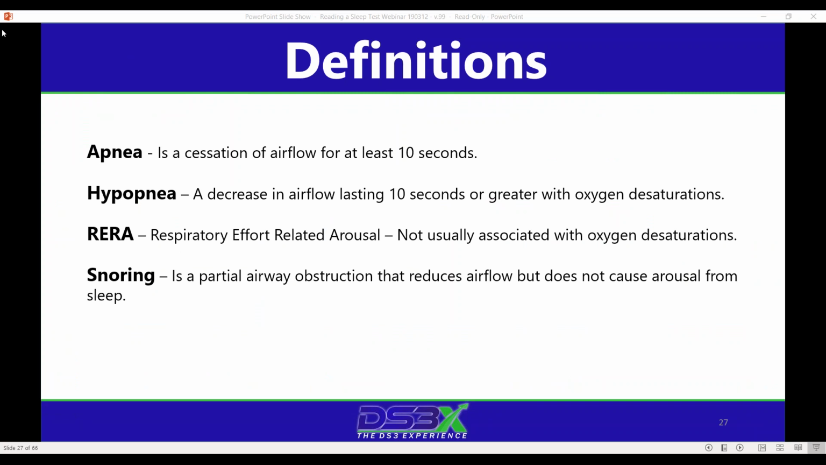So definitions, and this may be remedial for some, but for some this may be the first time you've heard this. We'll make sure you understand what an apnea is. It means you quit breathing for 10 seconds or longer. That's just measured by the flow.